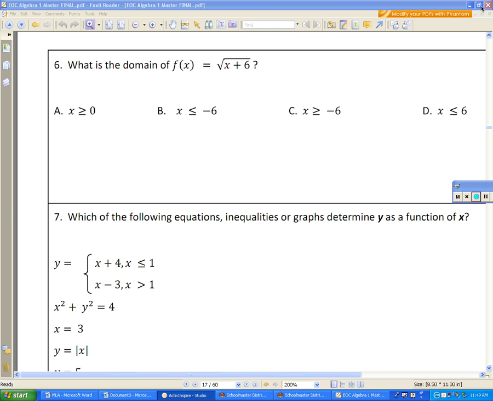Negative 6, good, because if I plug in negative 6, negative 6 plus 6 is 0, and the square root of 0 exists, it's 0. Can I plug in a number bigger than negative 6? Yeah. Can I plug in 5? Yeah, 5 plus 6 is 11, square root of 11 works. Can I plug in a number less than negative 6? No, because then I start getting negative numbers, and so my answer here is x has to be greater than or equal to negative 6. Okay?